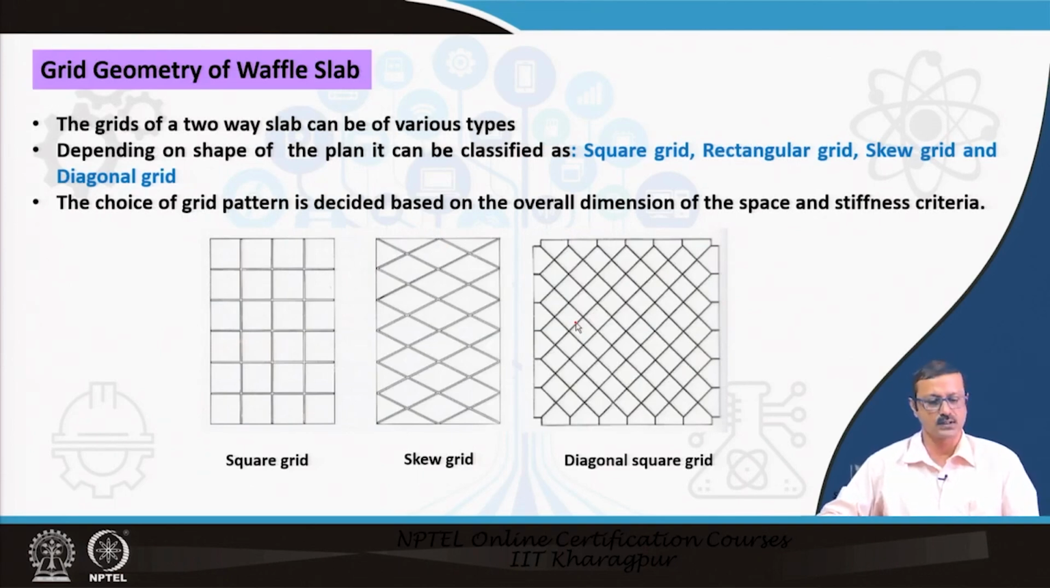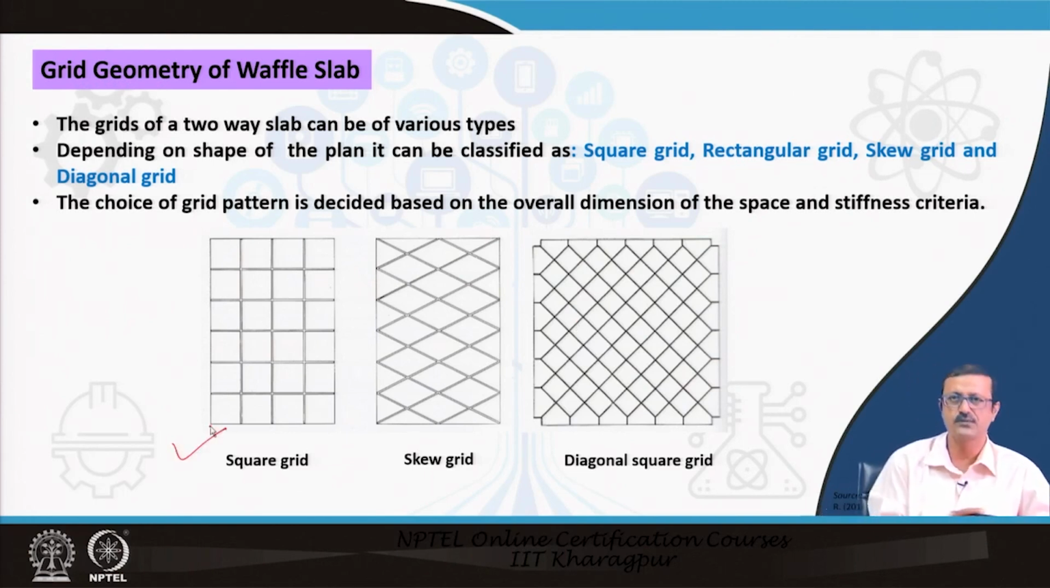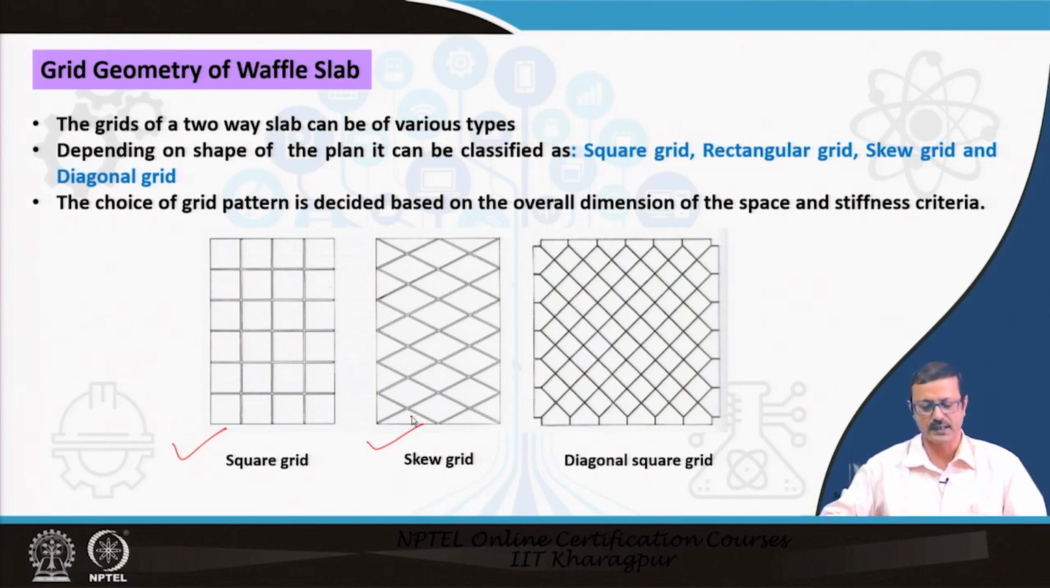So, now let us go to the grid geometry of the waffle slab, how those grids are going to look, and what the governing point is to select those grids. In the grid geometry, there are various types. The square grid can be handled structurally very easily. It can sometimes be a skewed grid, when the two directional beams do not make 90 degrees at the intersection, and make angles which are more than or less than 90 degrees.